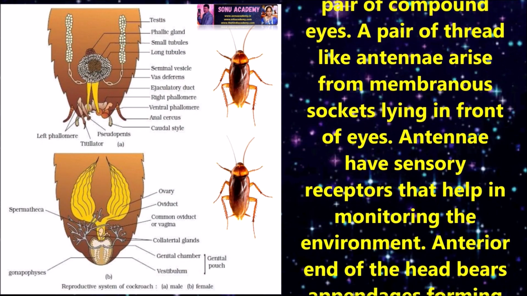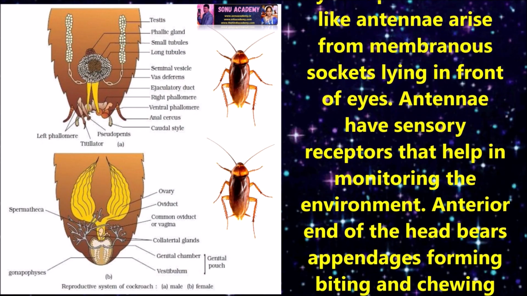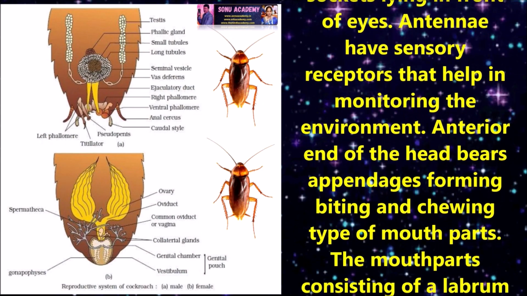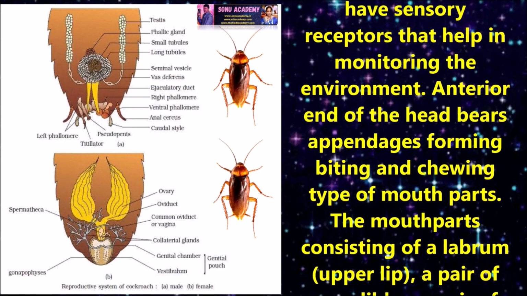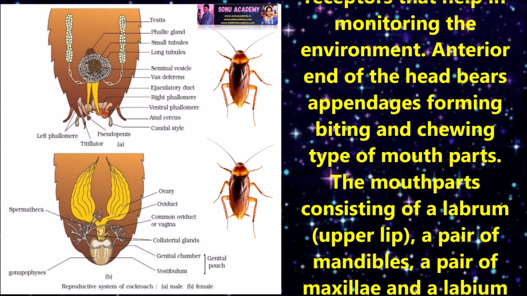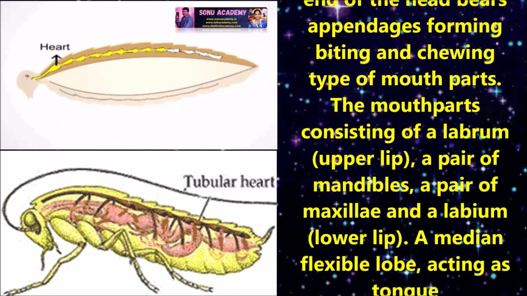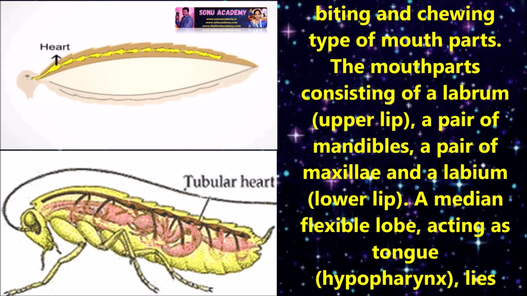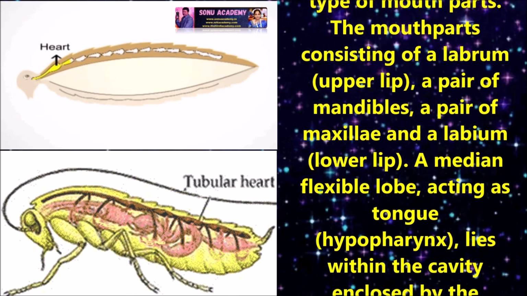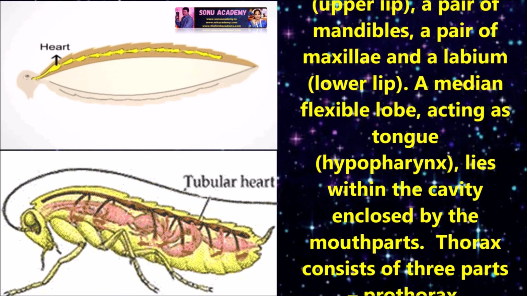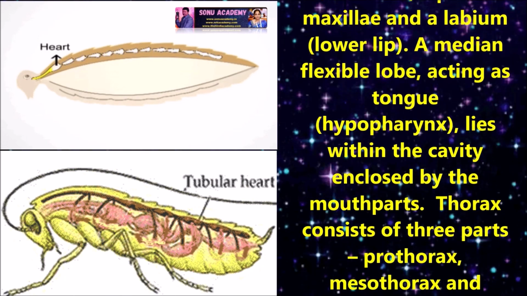The anterior end of the head bears appendages forming biting and chewing type of mouth parts. The mouth parts consist of a labrum, the upper lip, a pair of mandibles and a pair of maxillae, and a labium, the lower lip, and a median flexible lobe acting as a tongue. The hypopharynx lies within the cavity enclosed by the mouth parts.